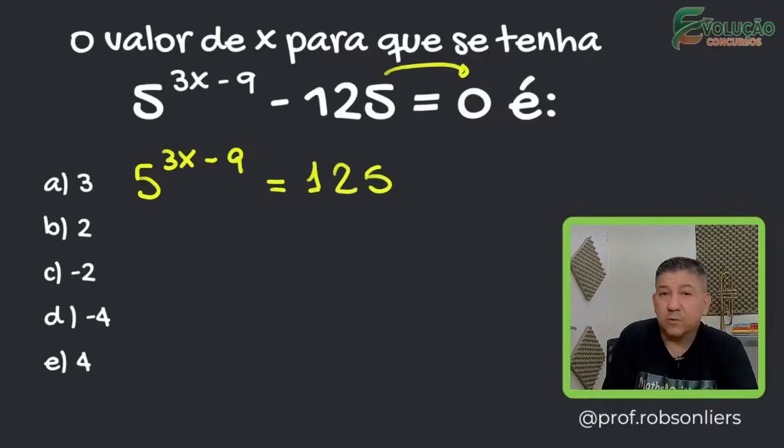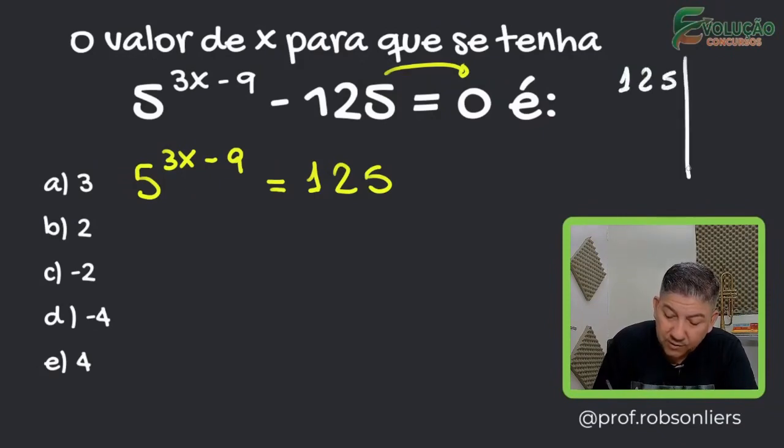Well, since 5 is a prime number, I can't change its base. I'm going to take the 125 and write it in base 5. How do I do that? We just need to take 125 and break it down into prime factors. Well, for those who are already good at exponentiation, you can even do it in your head, right? 5 raised to what power gives 125?